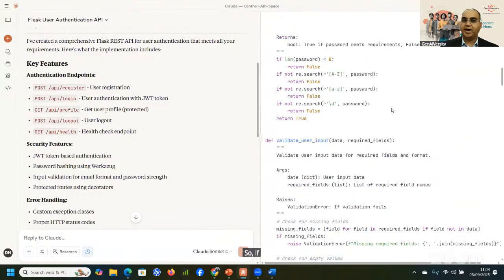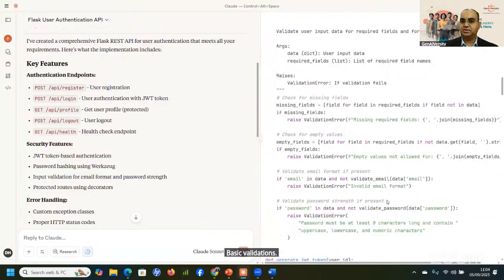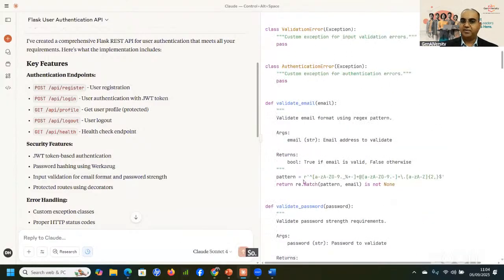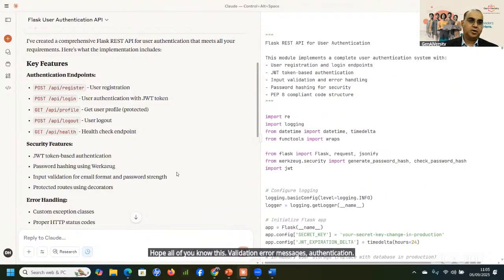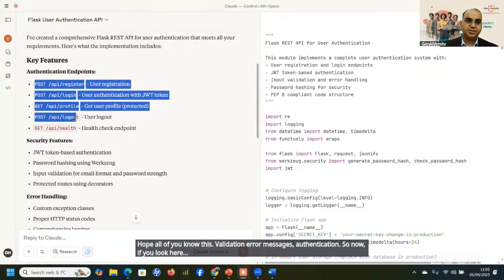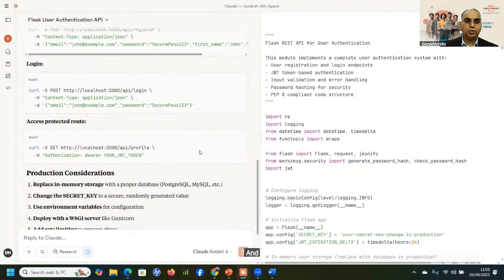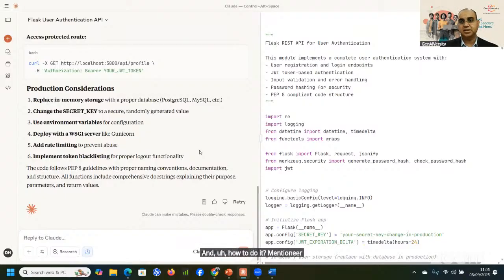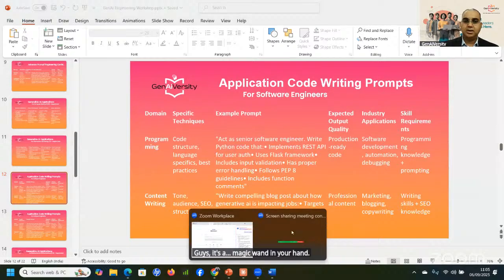If you have to write validate user input, there are basic validations, like missing required fields. What kind of pattern is allowed for the email, the validation criteria and validation pattern? Hope all of you know this. Validation error message, authentication. Now if you look here, API register, user registration, these are the endpoints and how to do it, mentioned here. That's it. Copy and paste it, the application is over. Guys, it's a magic wand in your hand. How you utilize it is what matters.